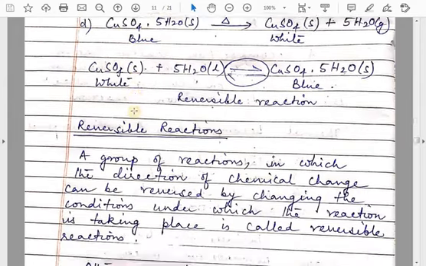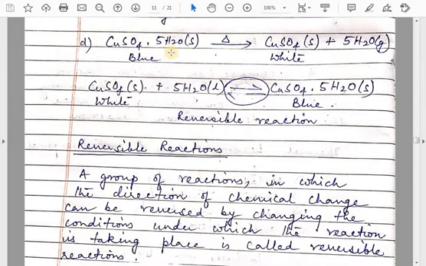Next is copper sulfate, blue color copper sulfate, or hydrated copper 2 sulfate, that is copper valency is 2 and hydrated means it contains 5 molecules of water. This is very common reaction which you already know, which when heated gives you white color copper sulfate and 5 molecules of water will be obtained.